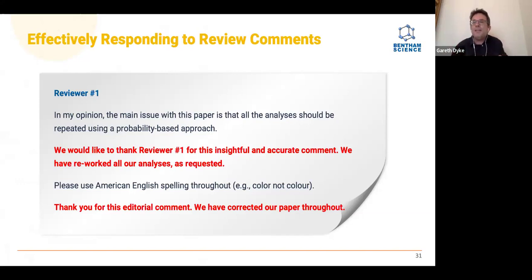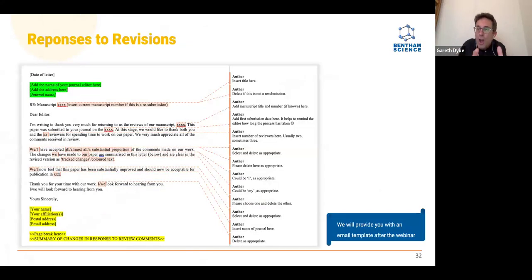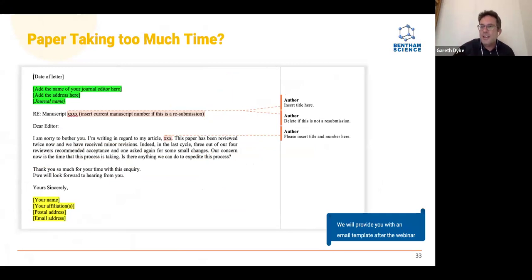You are comprehensive, you are constructive, and you are polite. And this shows the editor that you have taken the process seriously. I've got templates. I'll give them to you at the end of this session for you to do this. Responses to peer reviews. Again, comprehensive, polite, systematic, to show the editor that you take the process seriously.